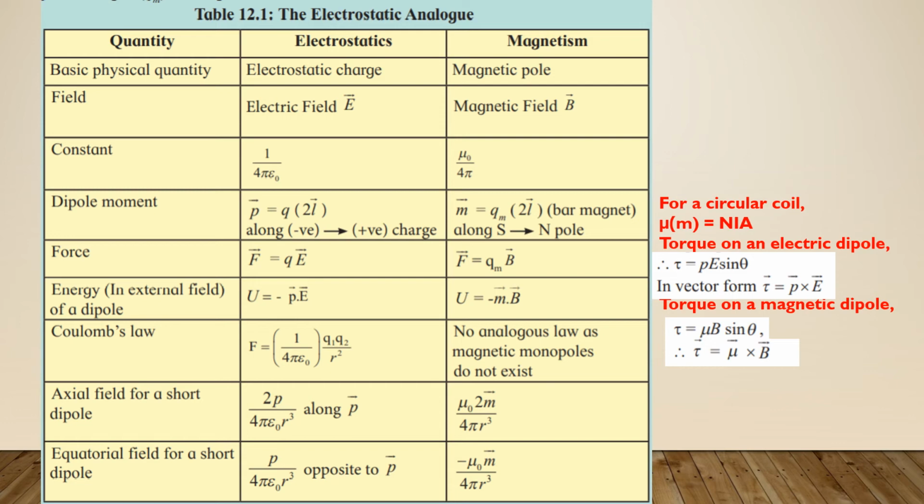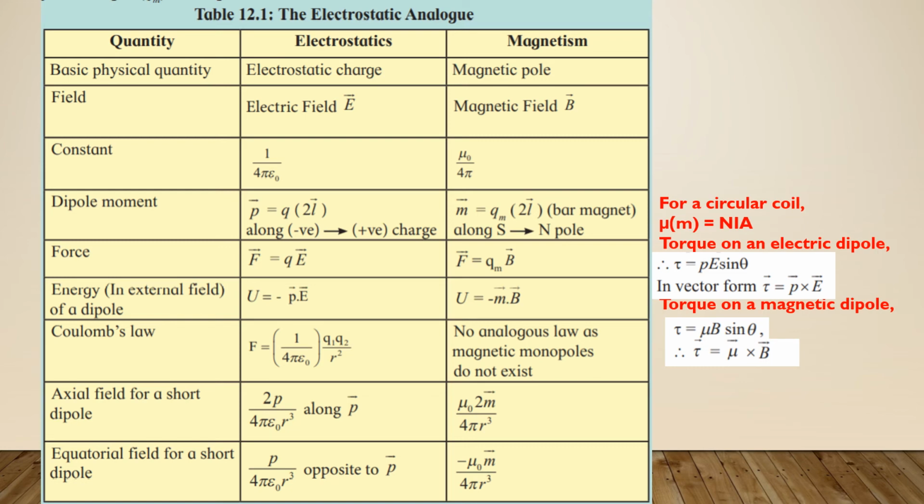Next, Coulomb's law gives us the electrostatic force between two charges Q1 and Q2 separated by a distance r as F is equal to 1 upon 4 pi epsilon 0 Q1 Q2 upon r square. Whereas in magnetism we don't have any such a law because magnetic monopoles do not exist. We can never have an isolated south pole or isolated north pole.